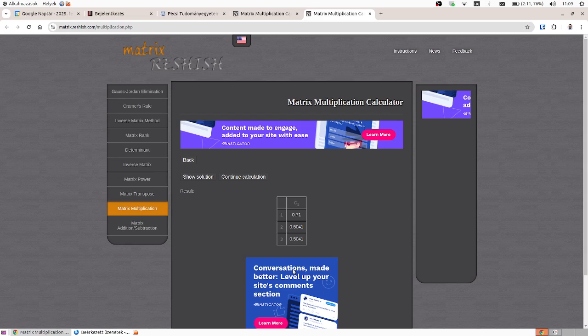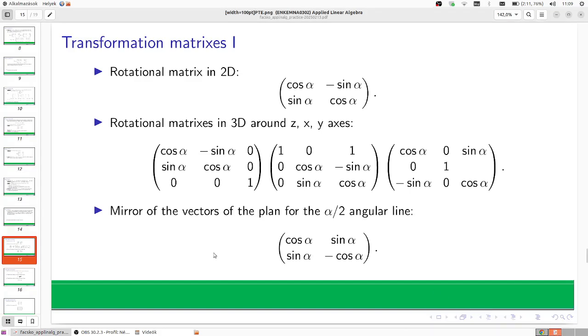When I do coordinate transformation between spacecrafts and everything, then I have a lot of such things, and I never do it by hand. Usually I do, but this day is quite horrible. Okay, rotation. Mirror of vectors of the plane.